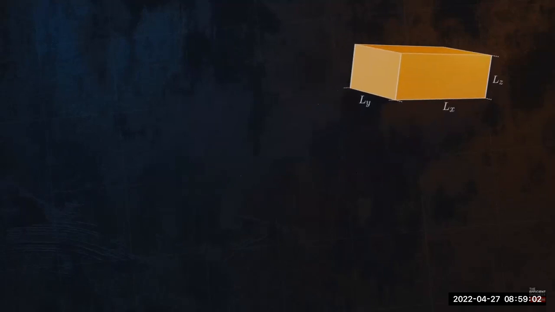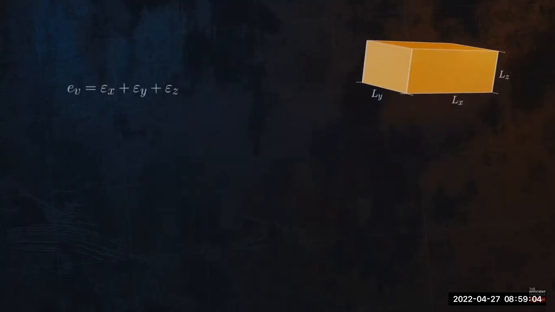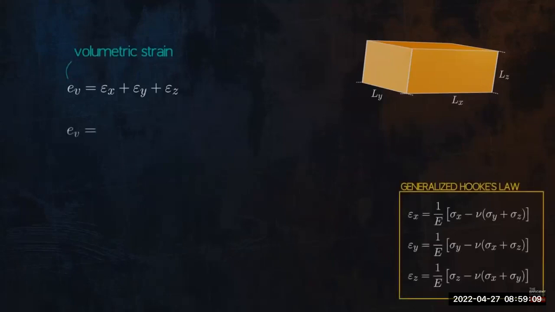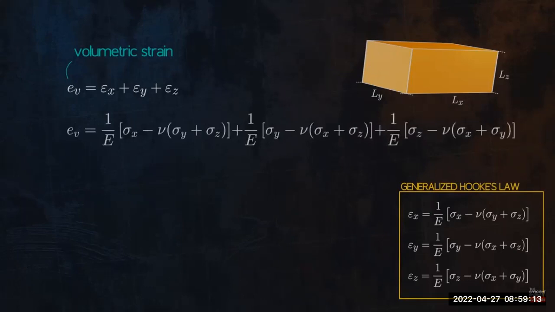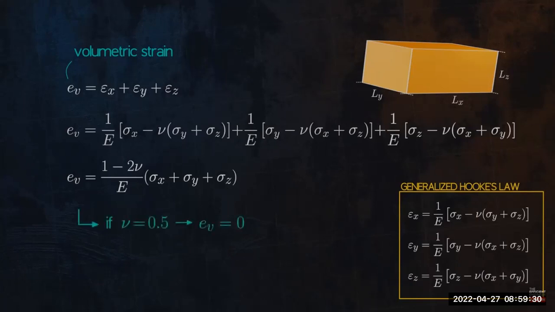We can calculate the volumetric strain by summing the strains in all three directions. Let's use the equations from the generalized Hooke's law we just covered to expand the equation for volumetric strain. We can then rearrange the terms to end up with the following equation. You might notice that something interesting happens to the volumetric strain when Poisson's ratio is equal to 0.5. We end up with a volumetric strain equal to 0.